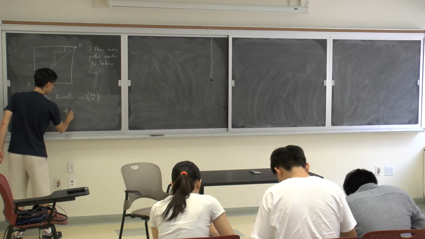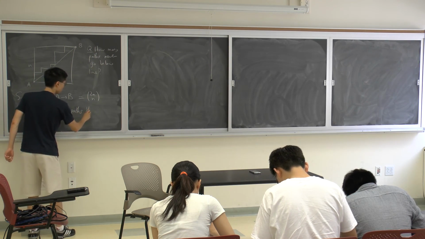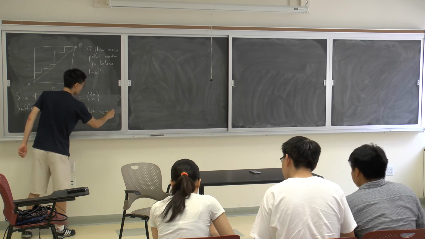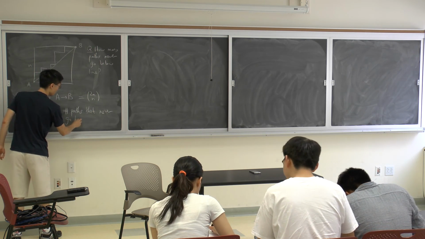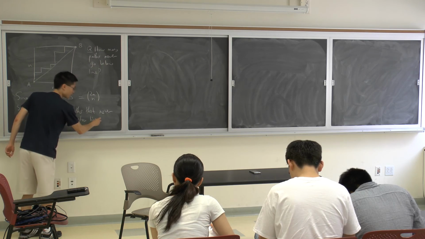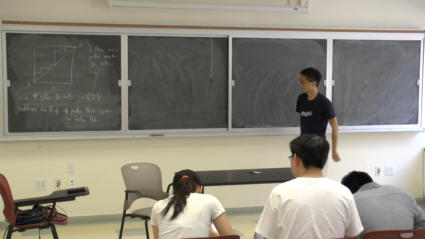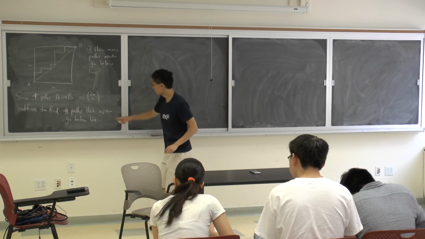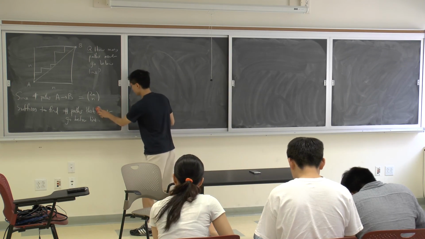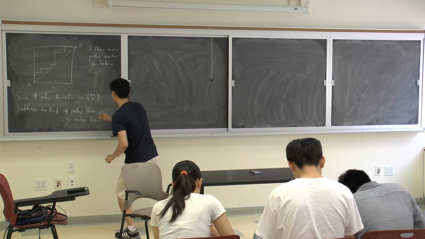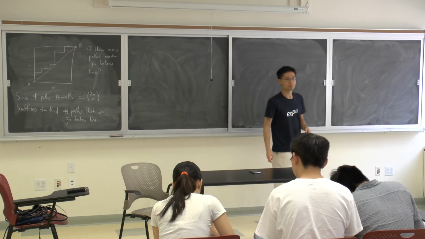the number of paths that never go below the line. Okay? So how do you go about doing this? Sorry, wait. That do go below the line. Let me change that. That do go below the line. So the ones that cross the line.